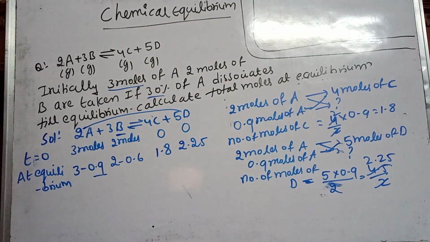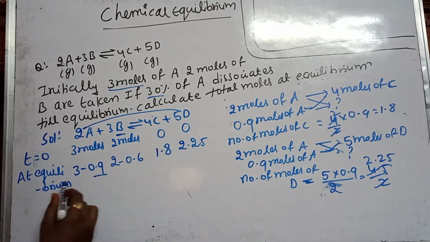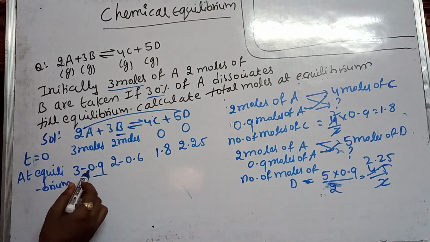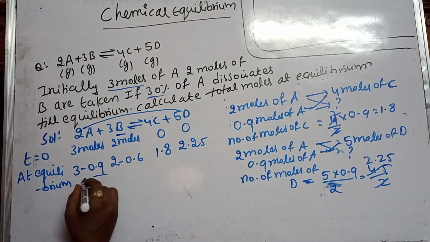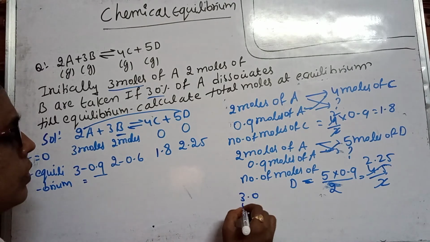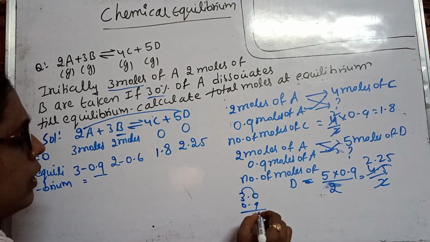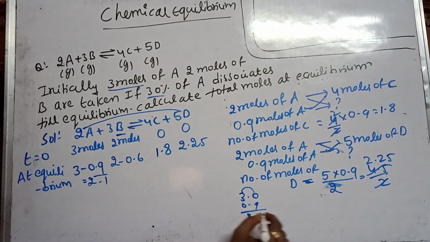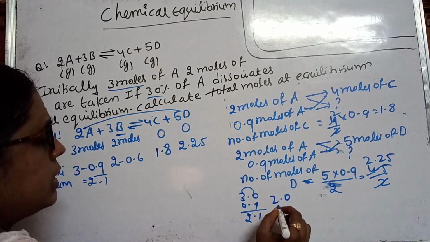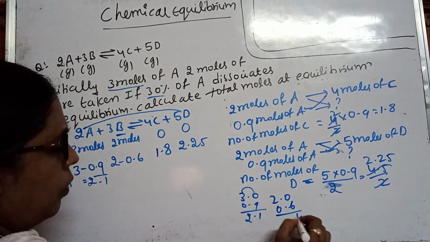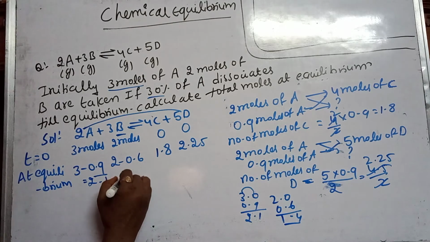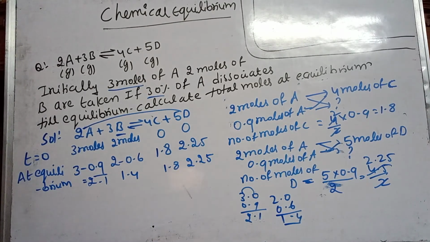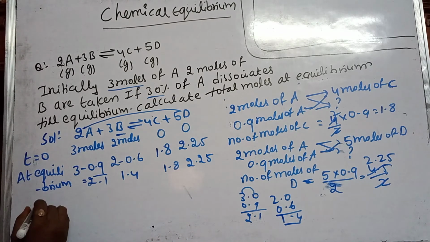2.25 at equilibrium. So these are the number of moles of the different reactants and products at equilibrium. Here 3 minus 0.9 is 2.1 moles. Next, 2 minus 0.6 is 1.4. Here 1.8, and 2.25.